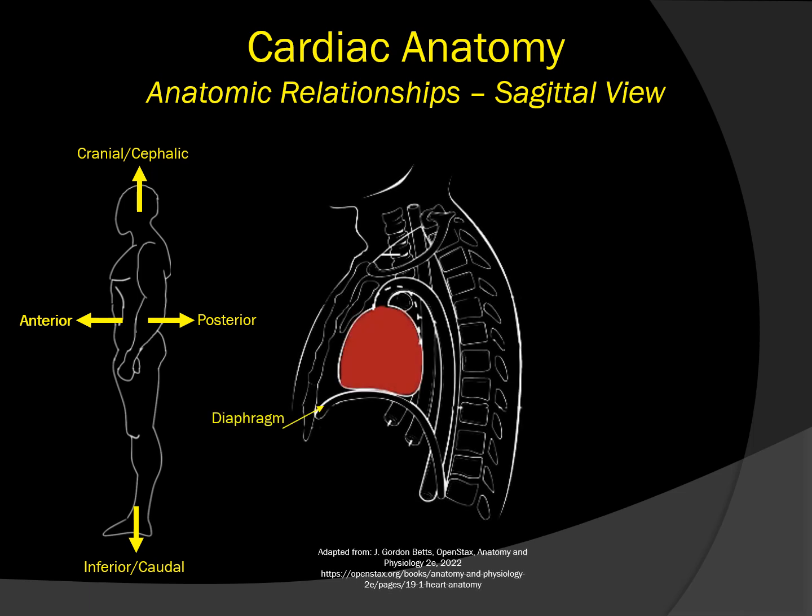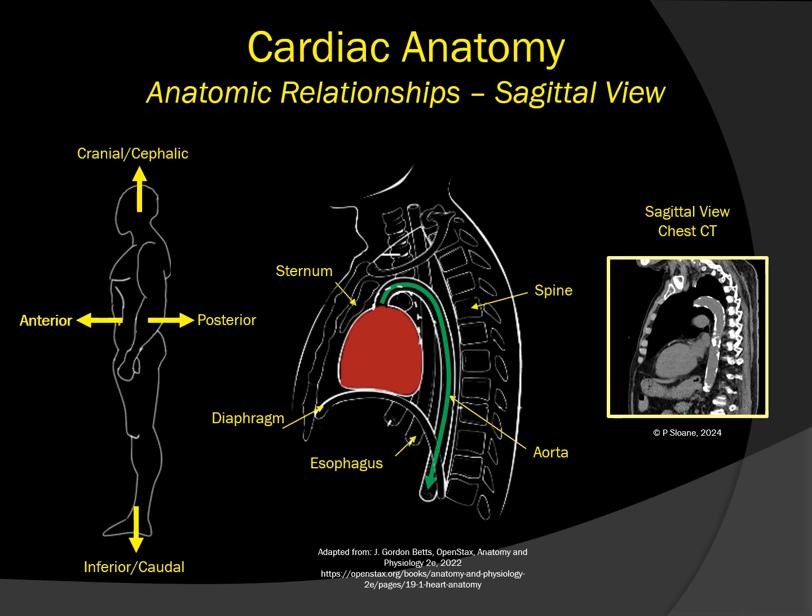In the sagittal projection, the heart is situated in the anterior mediastinum and rests just on top of the diaphragm. Notice the aortic arch, which is shown here in green, makes a 180-degree turn from cephalad to caudal, traveling towards the feet between the esophagus and spine, as shown here. Here is a very nice CT correlate of this sagittal anatomy.